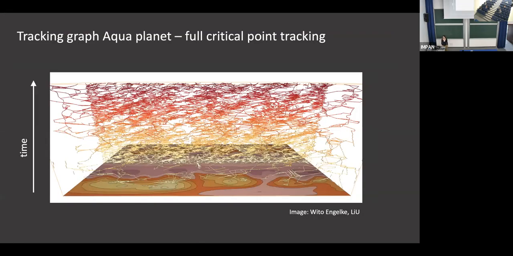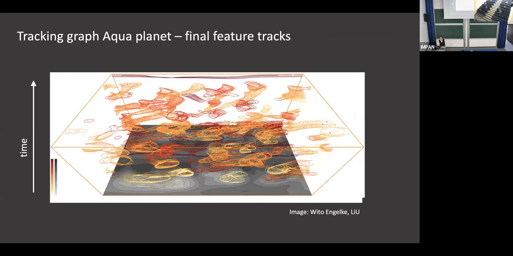This is a result for the aqua planet. There's a lot of things going on if you have the complete tracking graph of the critical points here, but if you then group your features together, this would be the result. Here the third dimension represents time. So you see the temporal development of these cyclones, how they move over Earth.